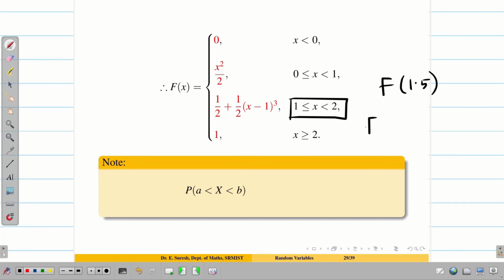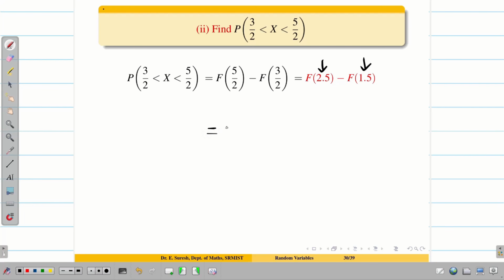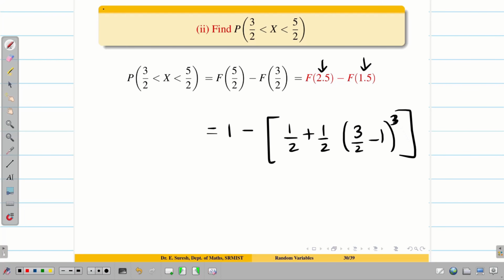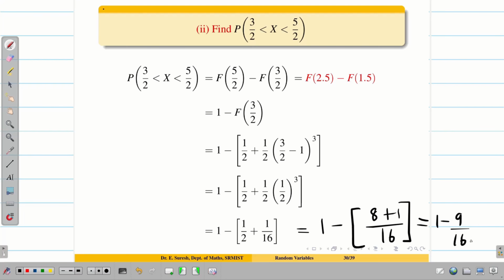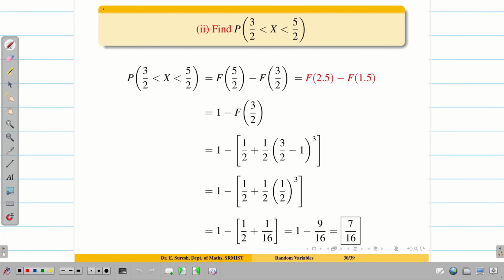I'm going to write in terms of fraction. Simply F of 3 by 2 is 1 by 2 plus 1 by 2 into (3 by 2 minus 1) whole cube. We have to simplify this to get the answer. Therefore, 1 minus [1 by 2 plus 1 by 2 into (3 by 2 minus 1) whole cube]. Simplifying this, we get the solution. So it is 1 minus [1 by 2 plus 1 by 16]. When we take LCM, we get 8 plus 1 by 16, that is 1 minus 9 by 16. Finally, we get the answer 7 by 16.